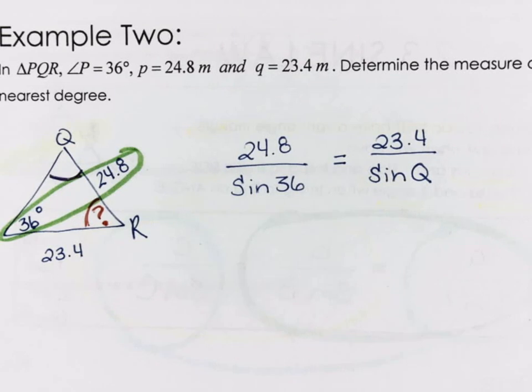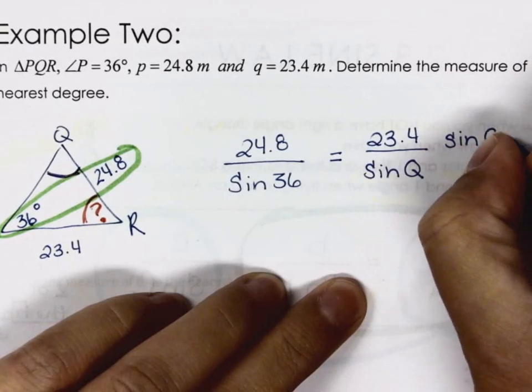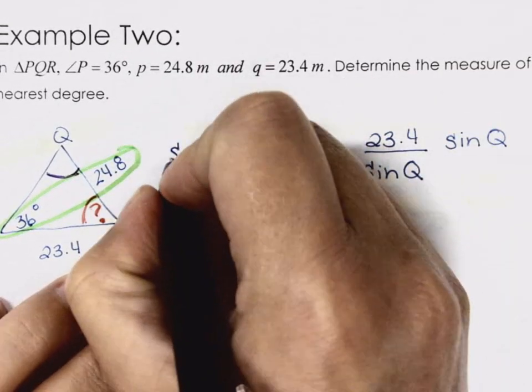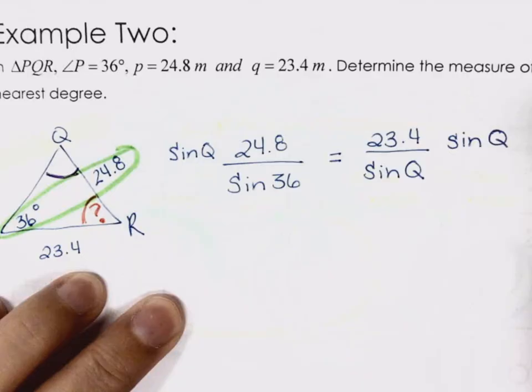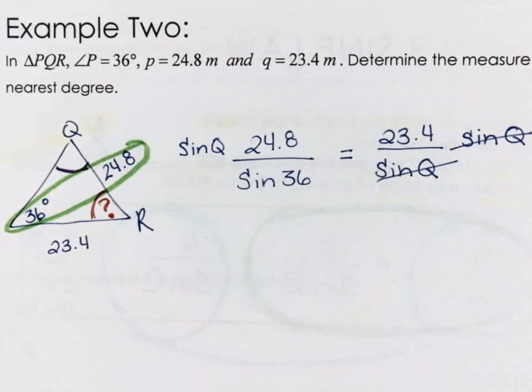Okay, gonna do some math. I need to get sine Q out of the basement, and I need to get it isolated. So, if I times both sides by sine Q, those are gone. Now sine Q is out of the basement. It's on the first level. But now I got to get it by itself. So what am I going to do here?